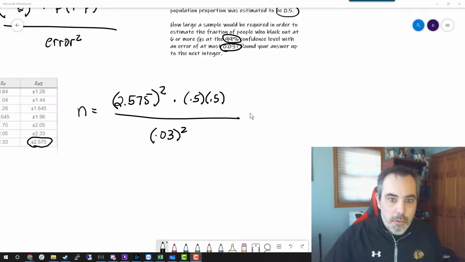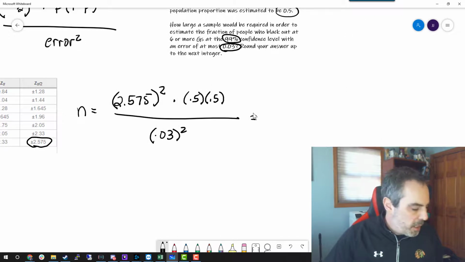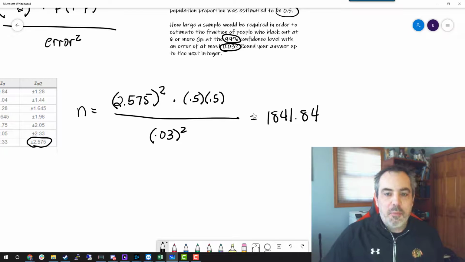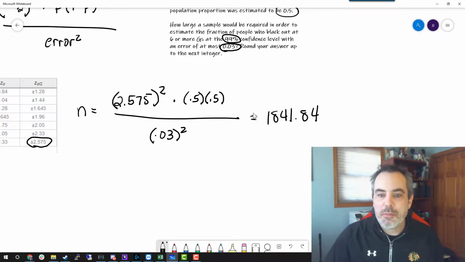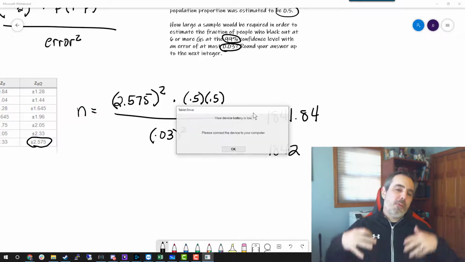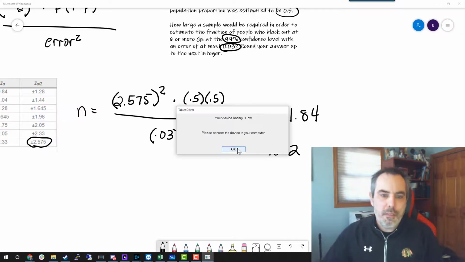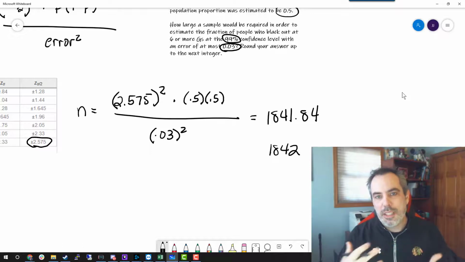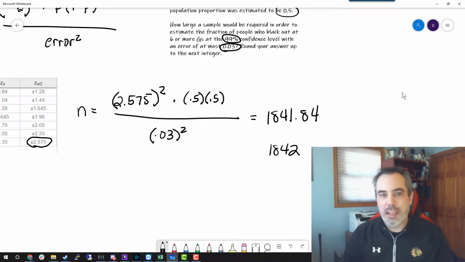All right, throwing these in the calculator, I came up with 1841.84. Now, remember that when you're working with sample sizes, you can't have a decimal of a person, so you always round up. This is going to be 1,842 people. So if I want to do this, I am going to have to use 1,842 people in that sample size.